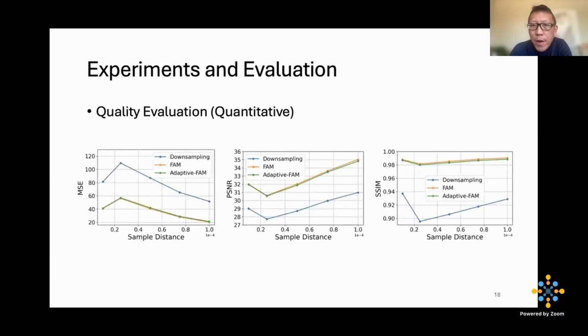And then we also compare the rendering quality of ray casting for any given sample distance. The methods using functional approximation always give higher rendering accuracy than the downsampling. It is also worth noticing that the adaptive FAM, although using much smaller macro models in size than the FAM, has a very close rendering accuracy to the FAM.